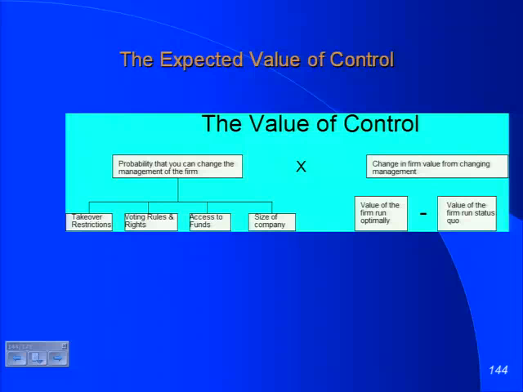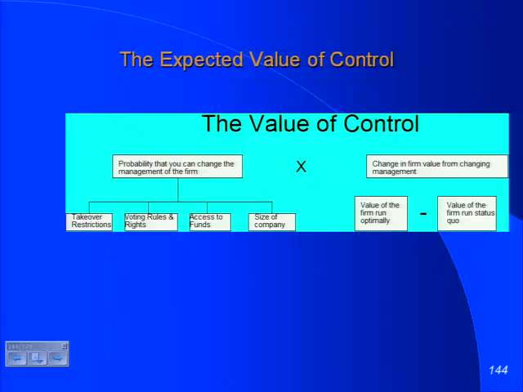So this is what I'm going to use as my vehicle for talking about the value of control. To me, the expected value of control is a product of two things. One is the probability that you can change the management of the company. The second is how much you can change the value of the company with the new management. We've already talked about how to do that, right? Value of the firm run optimally minus the status quo value is how much you can change firm value.